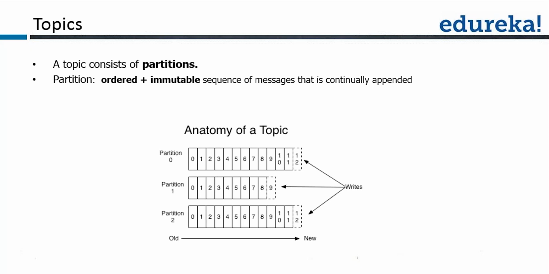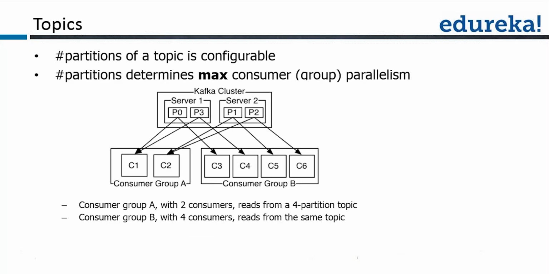So what is a partition? A partition is nothing but an ordered and immutable sequence of messages that is continually appended. It is the same file that keeps being appended to by the producer. The producer keeps appending new messages, whereas it is immutable because we cannot modify anything as a consumer. Once the time to live is done for the messages, Kafka will delete them automatically. They will not remain available for the consumer to consume.